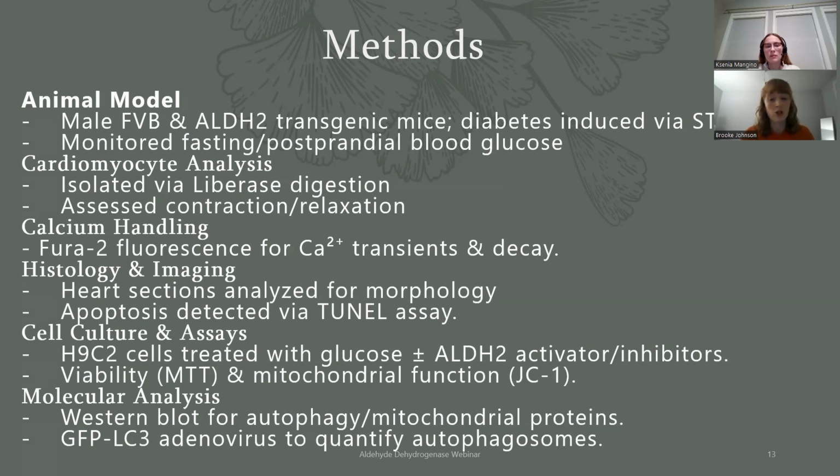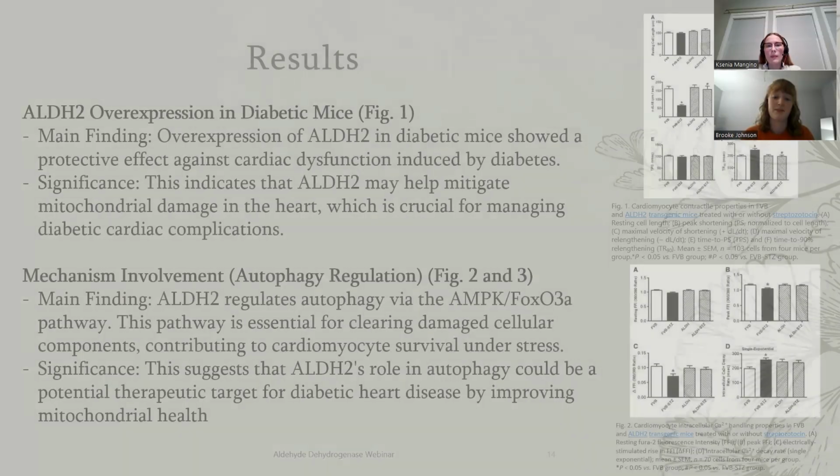Additional assays included MTT for cell viability, TUNEL for apoptosis, and GFP-LC3 adenovirus transfection to quantify autophagy-related changes. Statistical analysis employed ANOVA with Tukey's post hoc test, considering P less than 0.05 as significant.